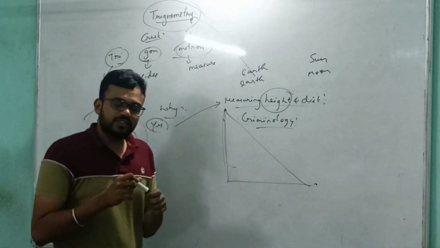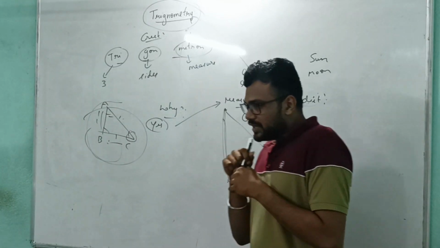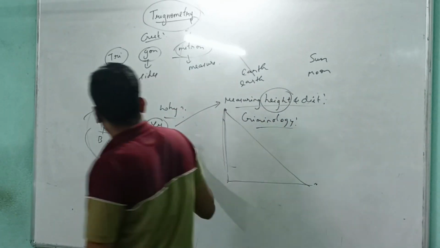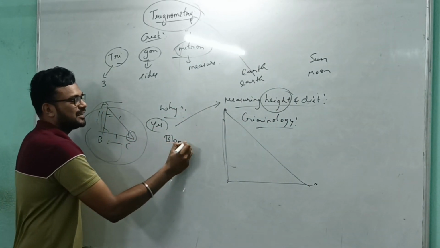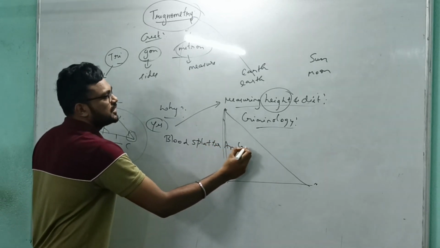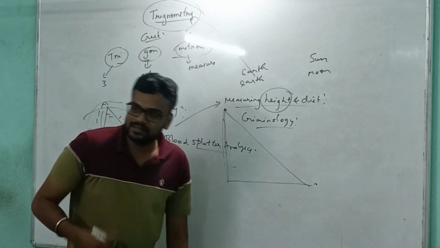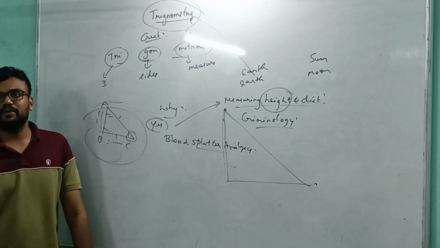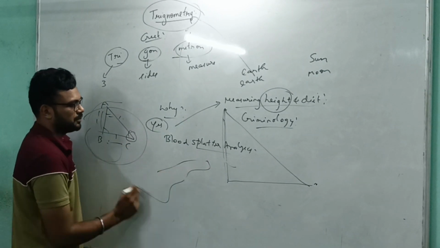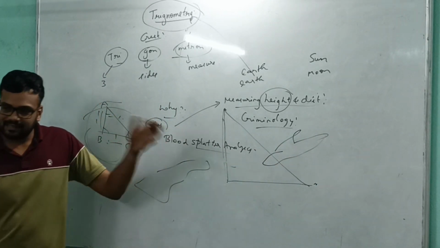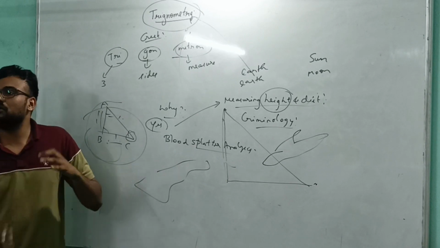Okay, so we see all those things, right? In that also trigonometry is used. How do you know? There is something called blood splatter analysis. That is, when someone is shot or stabbed, blood will spill on the ground, correct? And that blood will make some patterns, some weird pattern like this. Again, that pattern can be scaled down to a triangle.